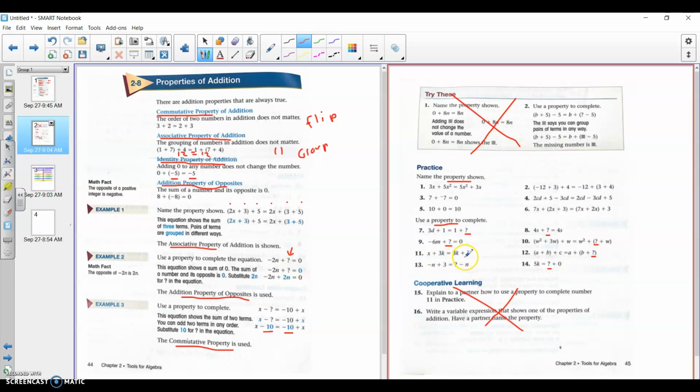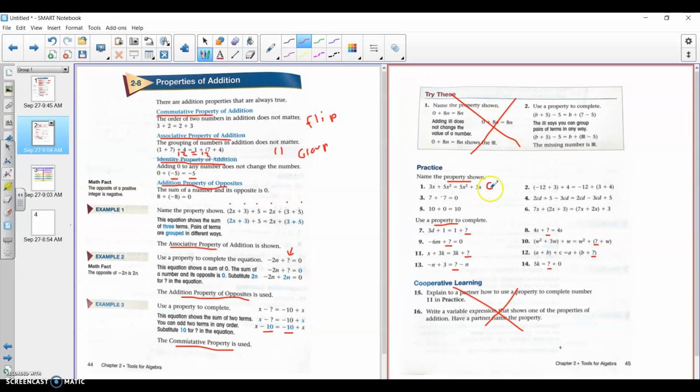In the middle school books, they use the gray box. Now they're using the question mark. So there are your question marks. So number 1, 3x plus 5x squared equals 5x squared plus 3x. So I got a 3x on the left side, 3x on the right side, and a 5x squared on the left side, and a 5x squared on the right side. To me, that is just flipping. I'm going to write C here.